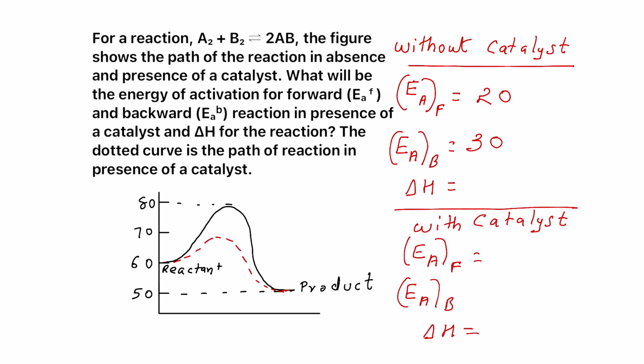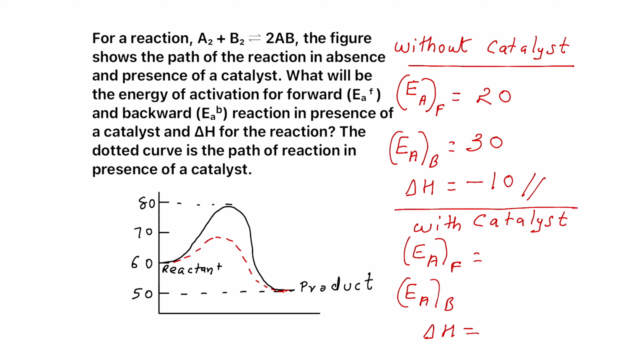Now what is the enthalpy change? Enthalpy change means energy of the product minus energy of the reactant. Enthalpy change for the forward reaction is enthalpy of the product minus enthalpy of the reactant. So 50 minus 60 gives minus 10. Clear, right? Now with the catalyst.